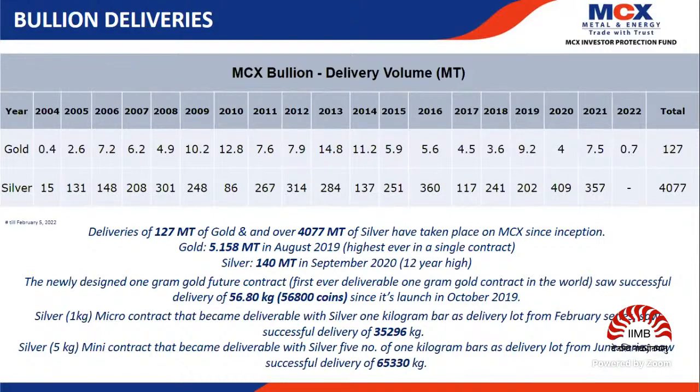And I told you about Gold Petal, right? When it comes to gold, that is a 1 gram contract. Till Feb 2022, we have delivered 56,800 coins. It started from 2019. With this, I can say Gold Petal has become a very successful coin. We Indians save in gold, right? So every month, what we can do is buy 1 gram of gold. Yes, we can do it like that also.